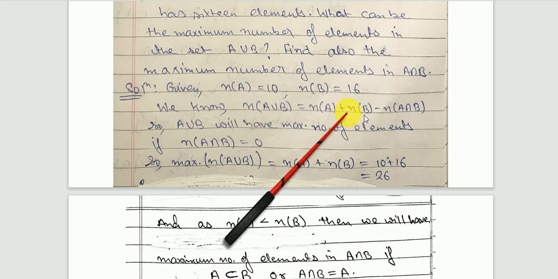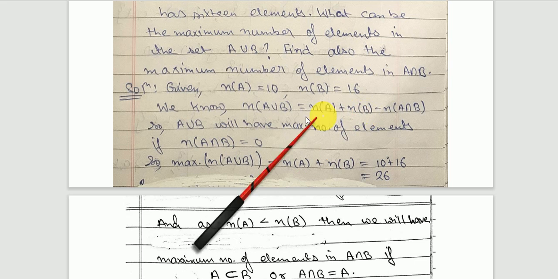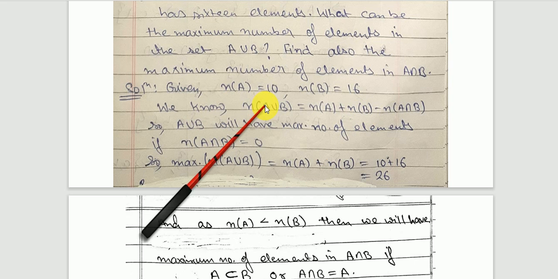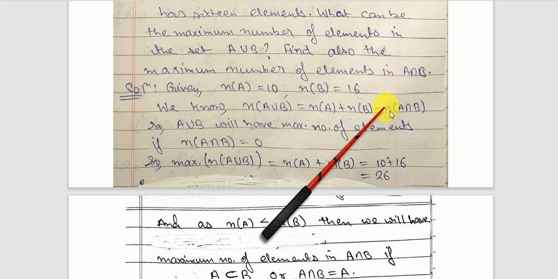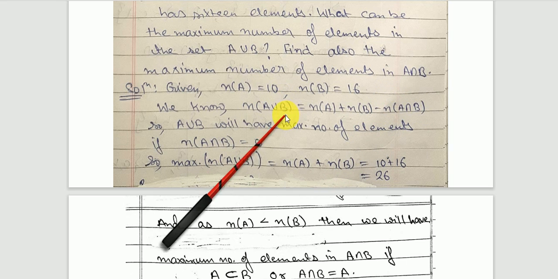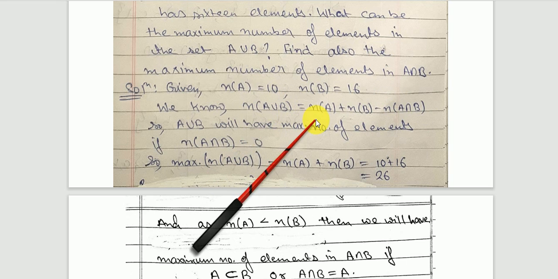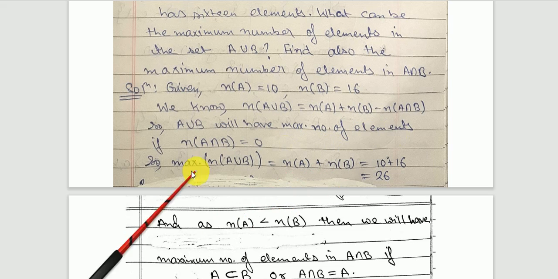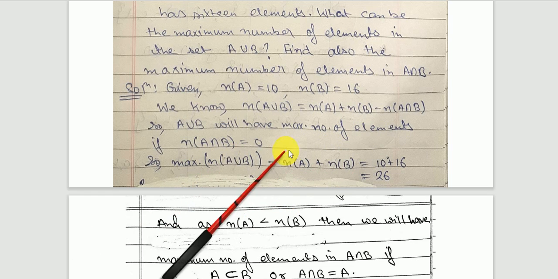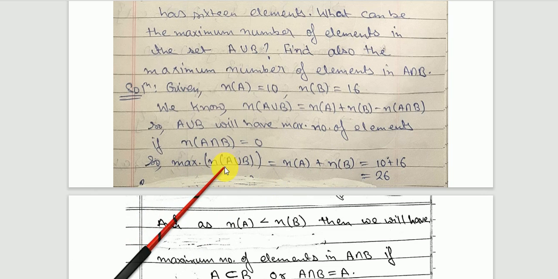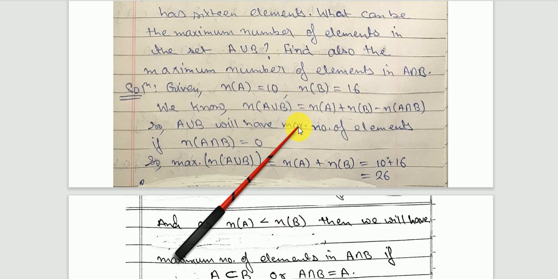So I know the number of elements in A and B. Now when will number of elements in A union B be maximum? When this becomes 0. If this becomes 0, then A union B will have maximum elements. So A union B will have maximum number of elements if number of elements in A intersection B is equal to 0. So maximum in A union B will be number of elements in A plus number of elements in B, that means 10 plus 16 equal to 26. So maximum number of elements in A union B can be 26.